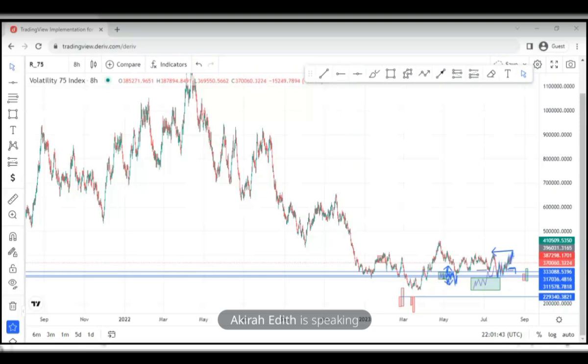There's something you observed, talking about resistance turning support and support turning resistance. Please, can you throw more light on that?